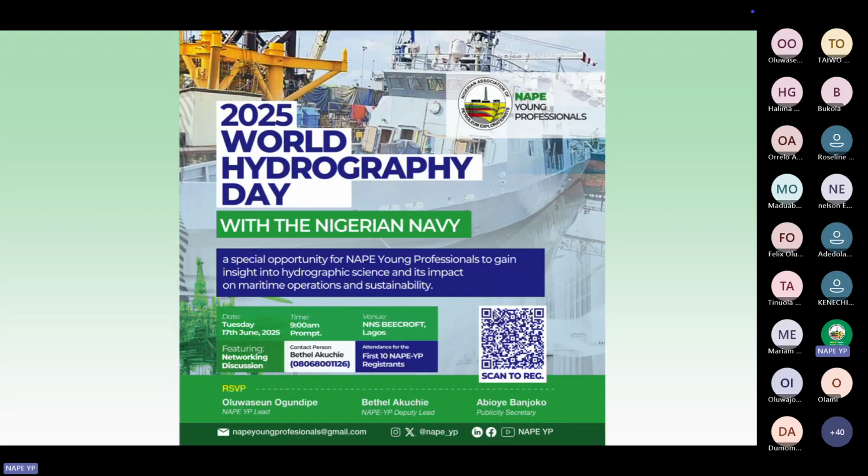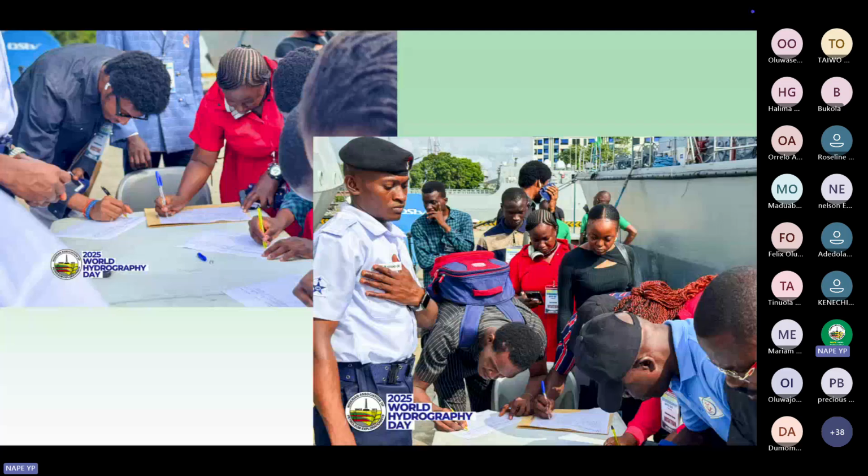A few days back, we had a visit to the Navy, the hydrography office, at Apapa, NNS Beecroft in Lagos. That was on Tuesday, 17th of June, for the 2025 World Hydrography Day. We were with the Nigerian Navy, and we had a great time. You'll be seeing some of the pictures displayed on your screen. This was during registration.